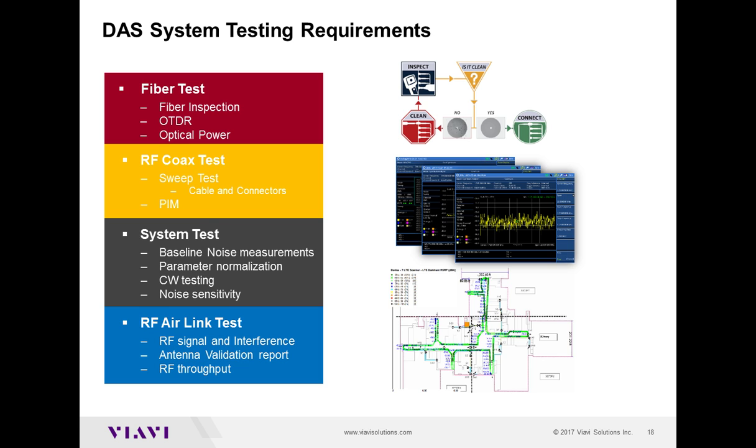Then let's go into the commissioning, where you do the baseline noise measurement, do parameter normalization, meaning you'll be setting the attenuation at different levels, ensuring everything is done right. You will be doing CW testing, basically on the uplink as well. So you will be transmitting and actually measuring at the head end to see what level noise floor and everything you're seeing, and then adjusting for the noise sensitivity.